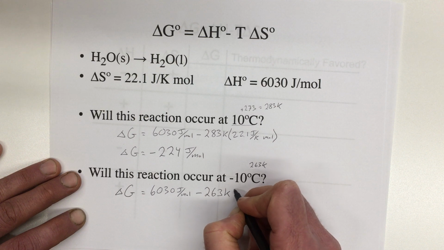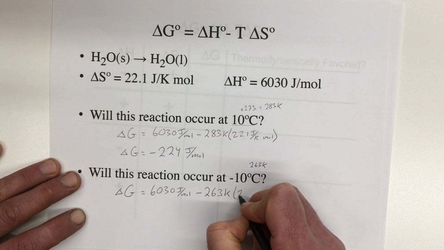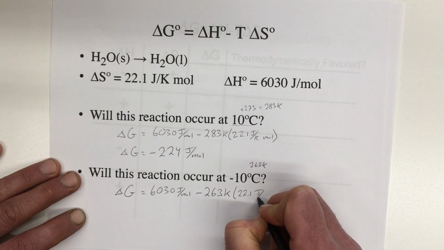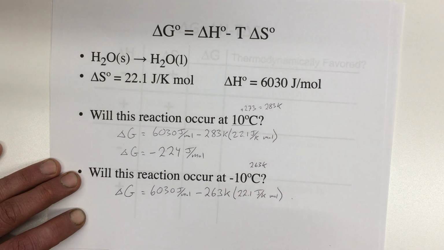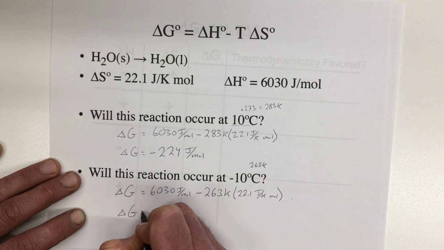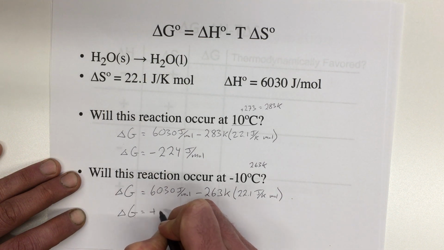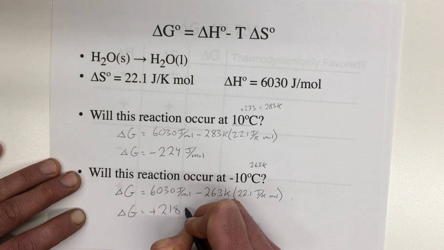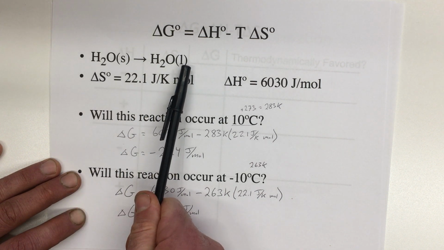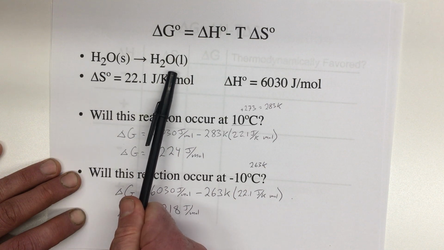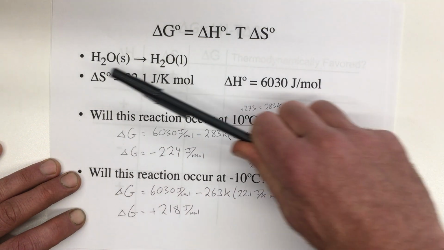And then we'll multiply that times the same entropy change, 22.1 joules per degree Kelvin per mole. And when we calculate that, we get delta G equaling positive 218 joules per mole. And so we find out from delta G here that since it's positive, the reaction's not spontaneous in the forward direction. And when it's not spontaneous in the forward direction, it's going to be spontaneous in the reverse direction.